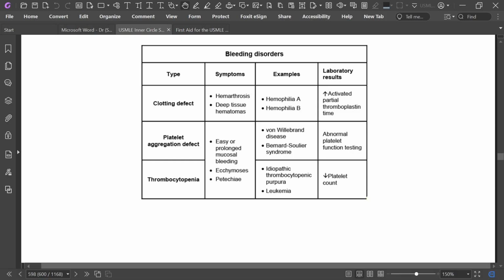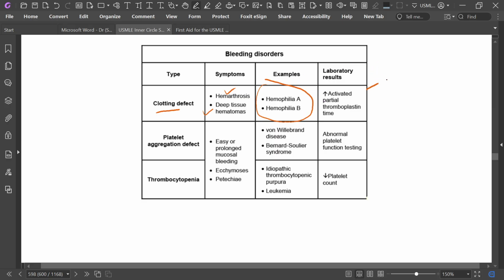In bleeding disorder, what are the types of bleeding disorder? It may be a clotting defect, it may be a platelet defect, or it may be thrombocytopenia. In a clotting defect, the symptoms are hemarthrosis, and there may be deep tissue hematoma. Examples are hemophilia A and hemophilia B. There is increased aPTT, activated partial thromboplastin time.